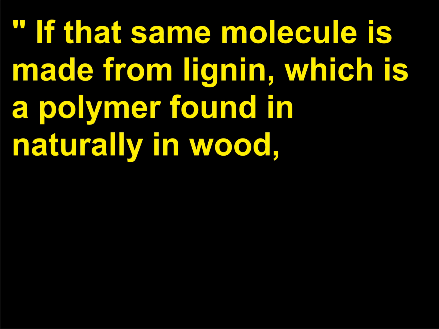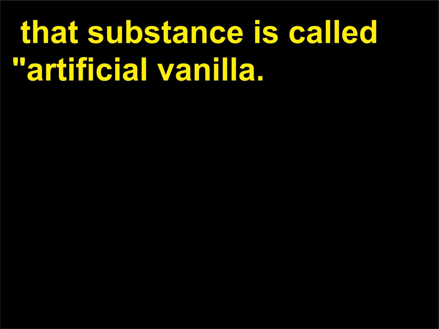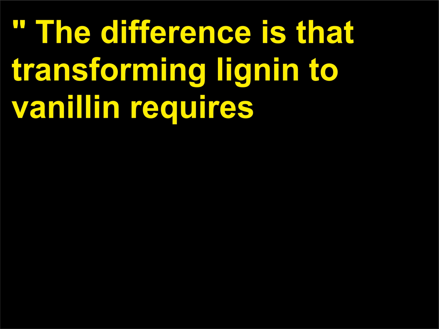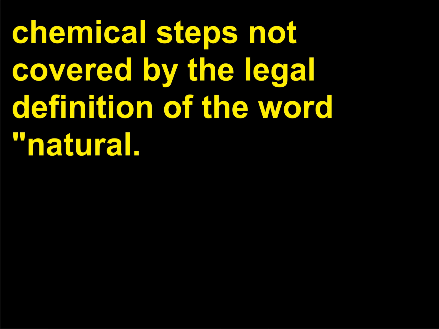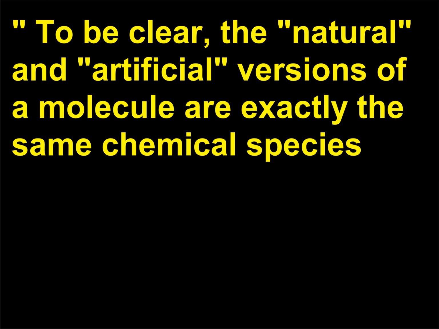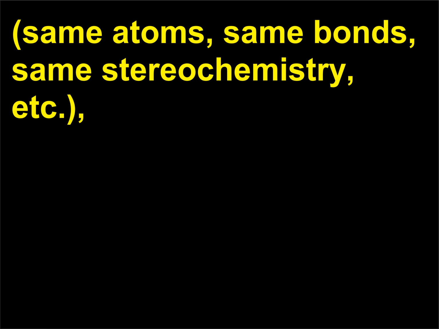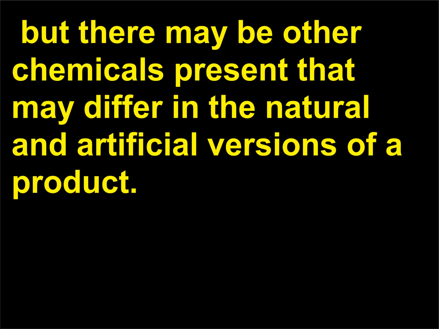If that same molecule is made from lignin, which is a polymer found naturally in wood, that substance is called artificial vanilla. The difference is that transforming lignin to vanillin requires chemical steps not covered by the legal definition of the word natural. To be clear, the natural and artificial versions of a molecule are exactly the same chemical species. Same atoms, same bonds, same stereochemistry, etc. But there may be other chemicals present that may differ in the natural and artificial versions of a product.